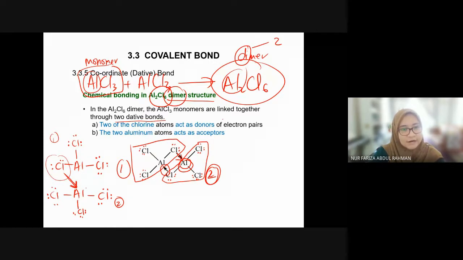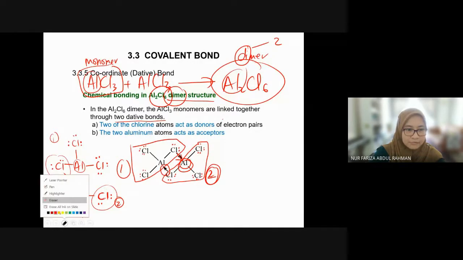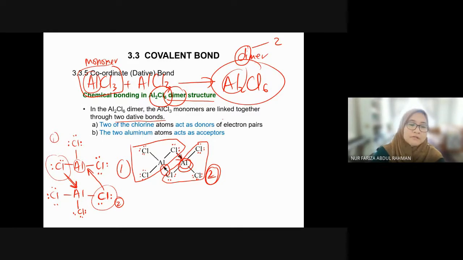And then how about this aluminium from the first molecule? Okay, so the donor should come from the second molecule. Let's say kita ambil yang this one, this Cl here. So this one kita delete, kita padam. It will be transformed into dative bond. The arrow should be from chlorine to the first aluminium. Okay, jadilah, boleh lah, boleh.